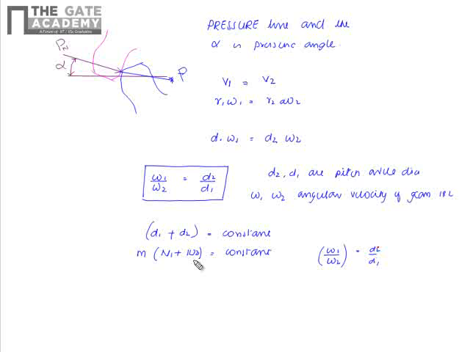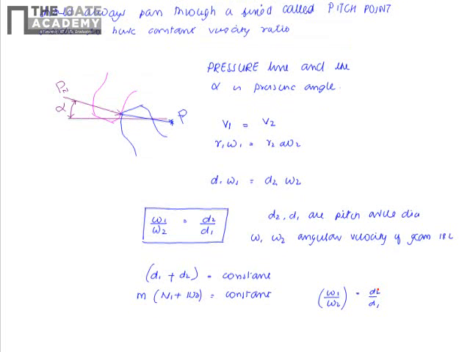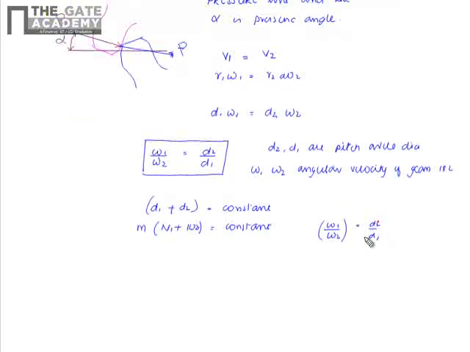The point at which the contact takes place should be passing the normal to the tooth profile at the point of contact. At the point of contact, the normal will be like this, and this normal to the tooth profile at the point of contact should always pass through a fixed point called the pitch point. In that case, we can get a constant velocity ratio, and omega 1 by omega 2 will be given by d2 by d1.